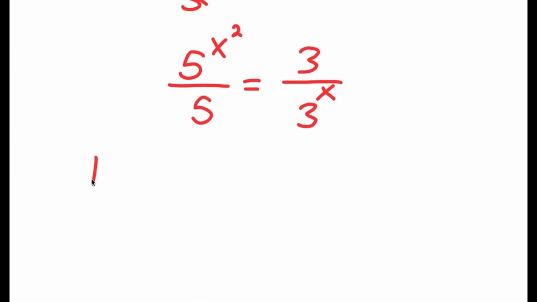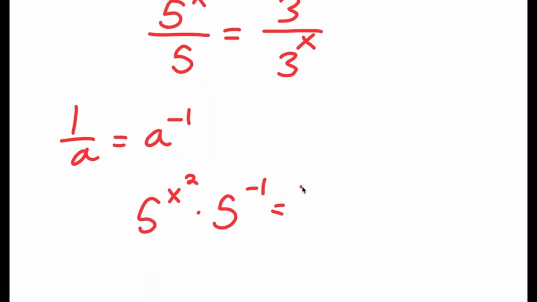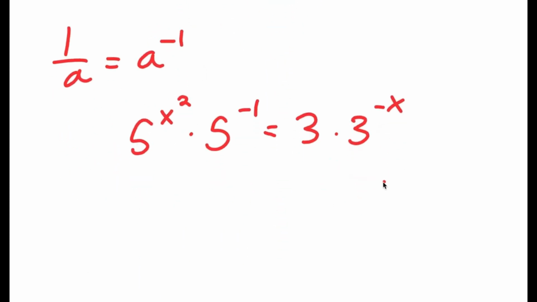Now, if I have something in the form 1 over a, this is the same thing as a to the power of negative 1. So 5 to the power of x squared over 5, that's the same thing as 5 to the power of x squared times 5 to the power of negative 1. And now this is equal to 3 times 3 to the power of negative x.